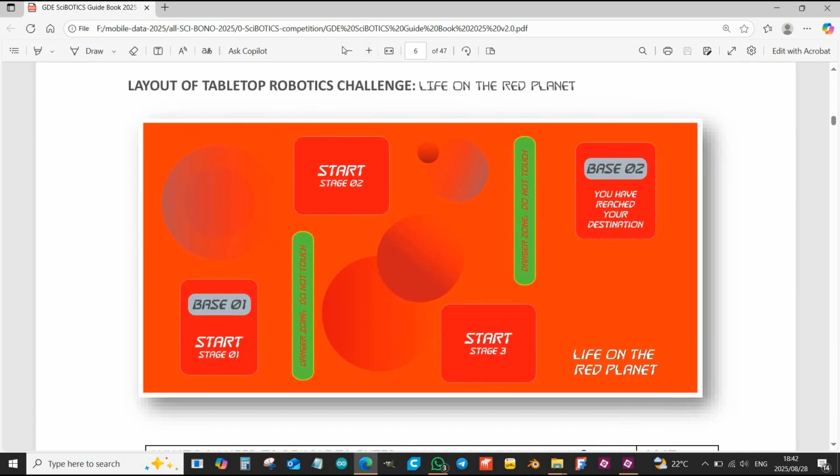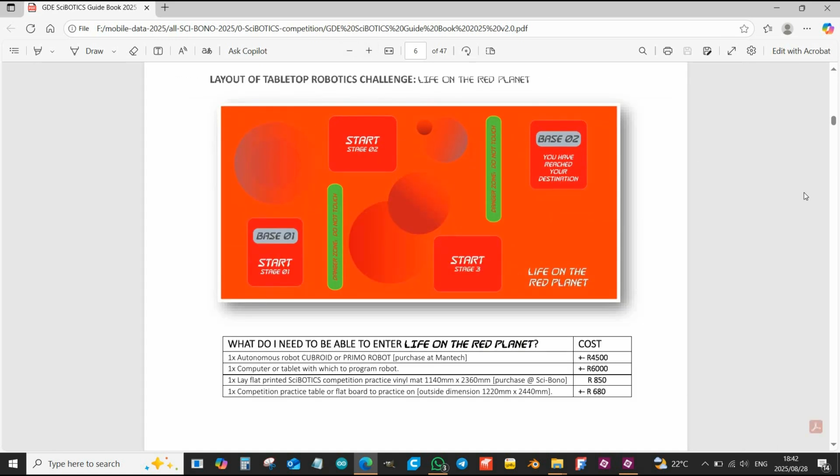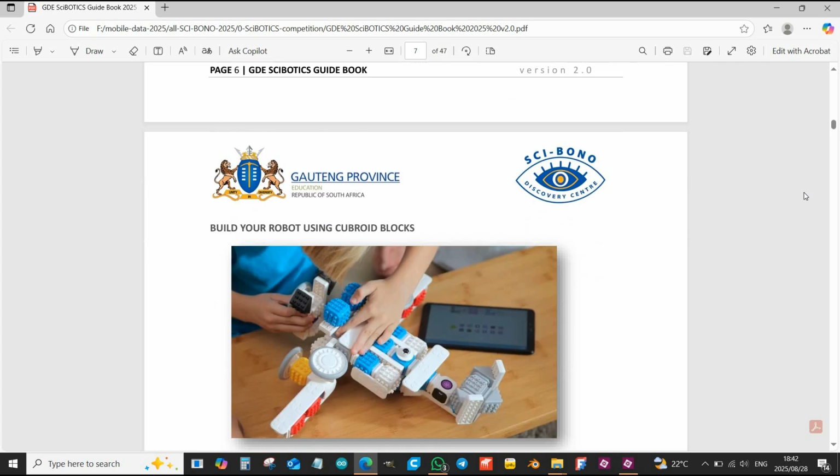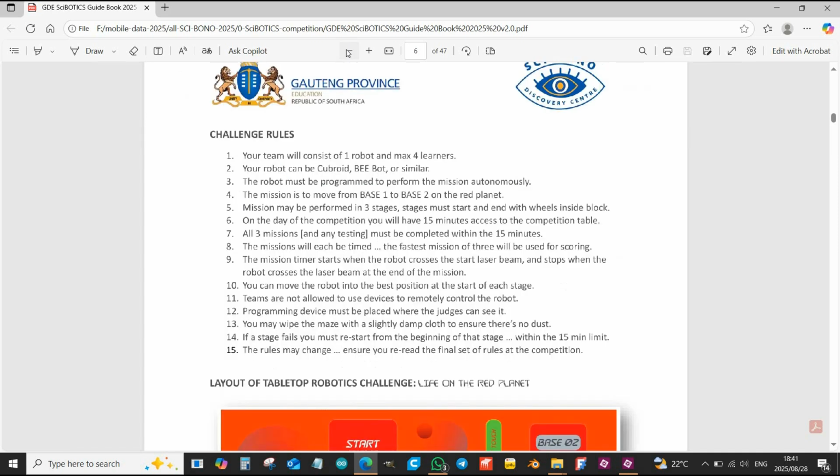Your robot can be a cubroid, a B-bot, a bow shield bot, or any similar robot, including the Primo robot that could be programmed to move through this challenge. The robot must be programmed to perform the mission autonomously. What that means is remote controllers are not allowed, for example joysticks.